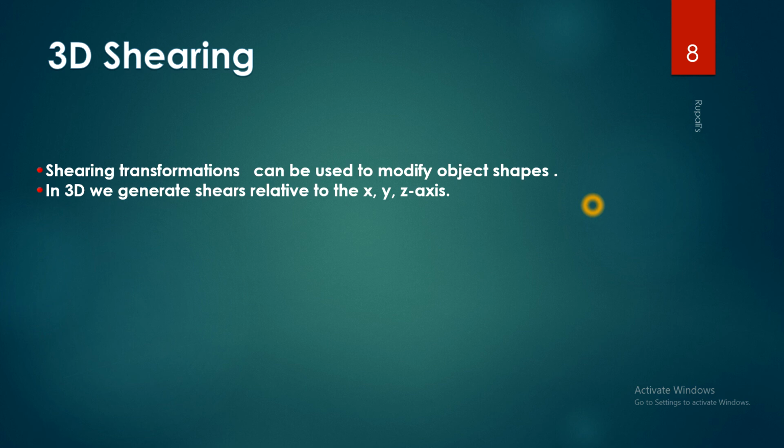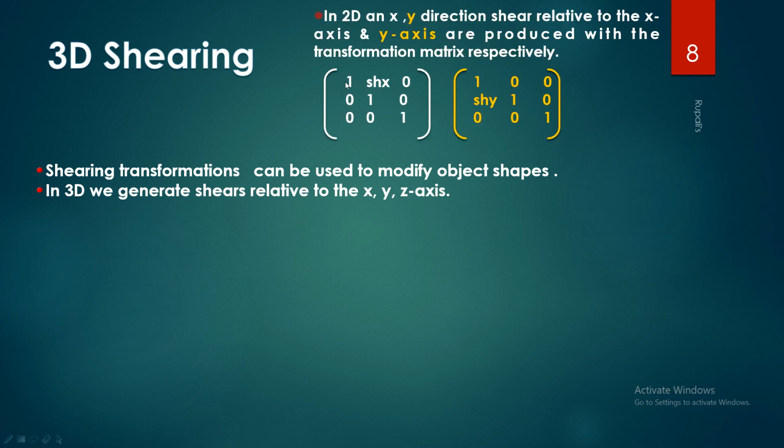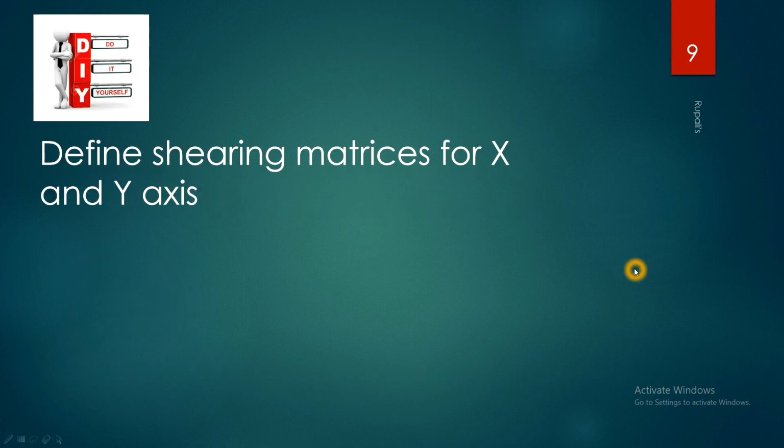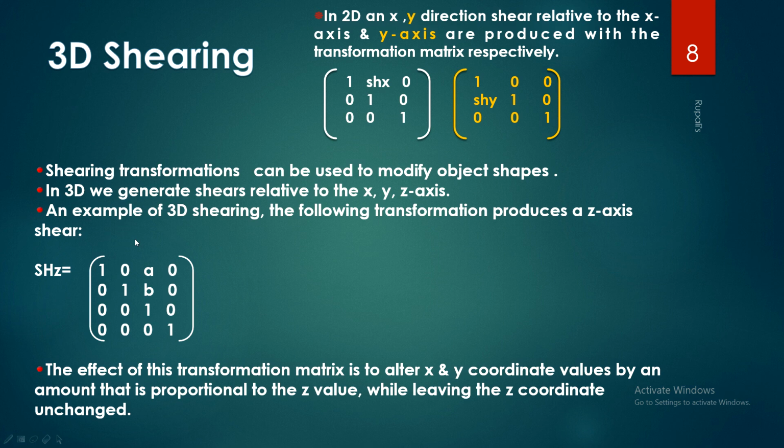Now 3D shearing. In case of 3D shearing, the transformation can be used to modify object shape. So we know the shearing for 2D: it is the matrix for parallel to x-axis shearing, and this is the matrix for parallel to y-axis shearing. So in case of 3D, if we represent a matrix, as an example of 3D shearing, the following transformation matrix is produced when it is parallel to z-axis shear. Compare with this: in case of x-axis shear it is this in 2D, and this in 3D.